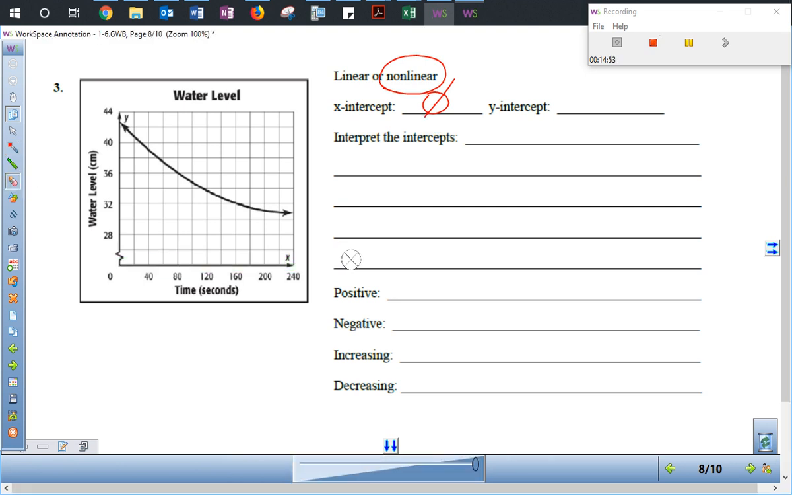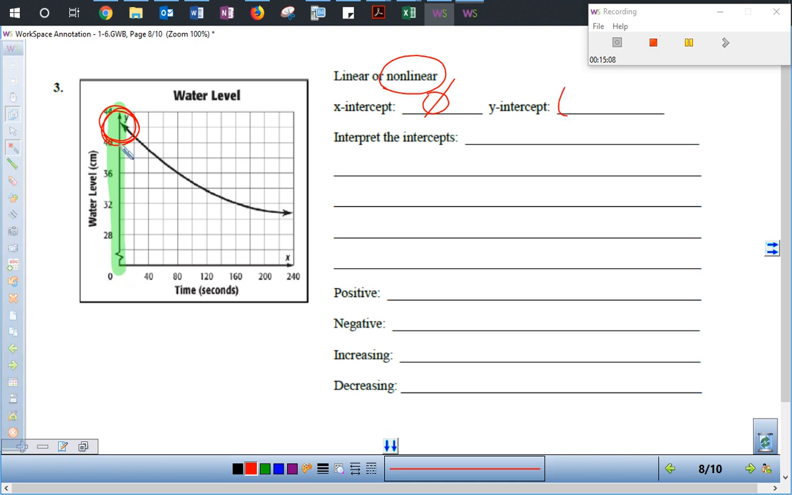Now I want to talk about my y-intercept. My y-intercept is where my graph crosses the y-axis, and that happens at one point right here, and that is a little bit above 42, so I'm just going to say that's about 42. So ordered pairs, the x comma y, my x value right here is 0, and my y value we said was about 42.